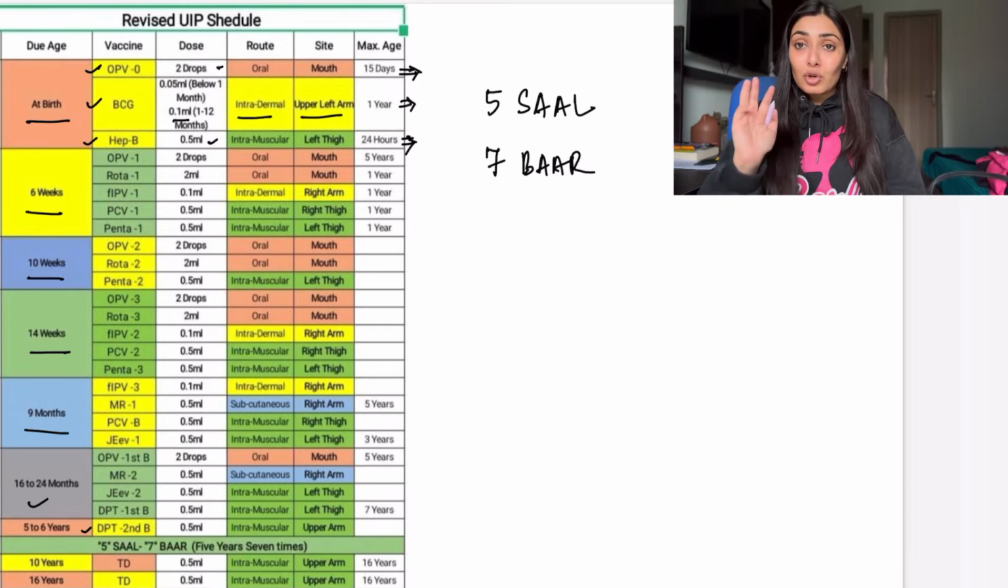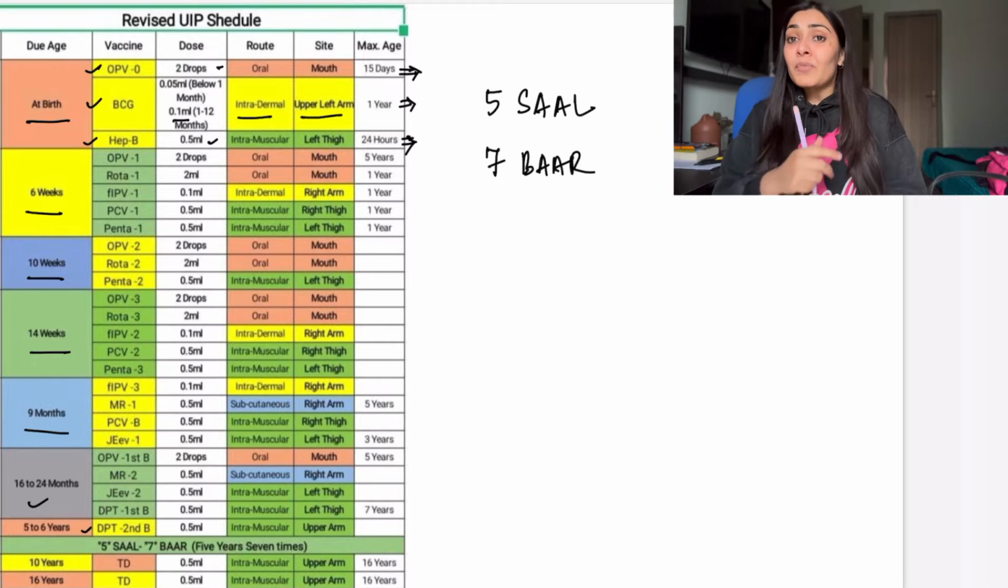So this covers the 3 vaccines at the time of birth. One is the oral vaccine, oral polio vaccine, 2 drops. One is an intradermal vaccine, BCG, 0.05 ml for less than 1 month, 0.1 ml for 1 to 12 months. And lastly, an intramuscular vaccine on the left thigh, that is hepatitis B vaccine, given 0.5 ml, right?